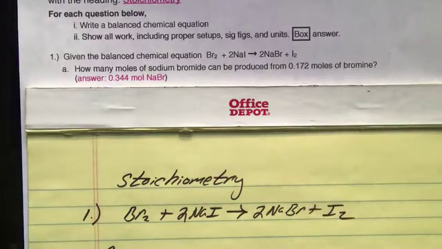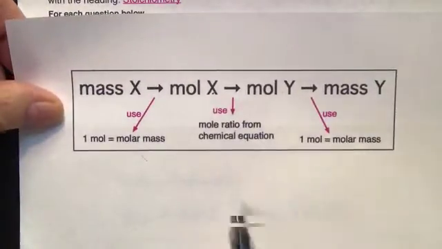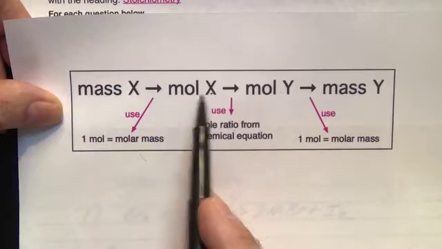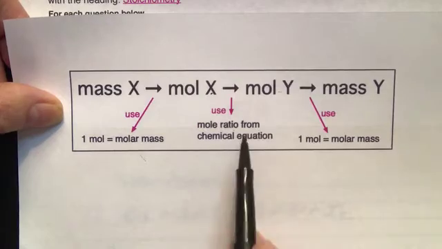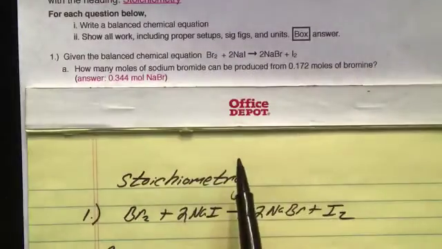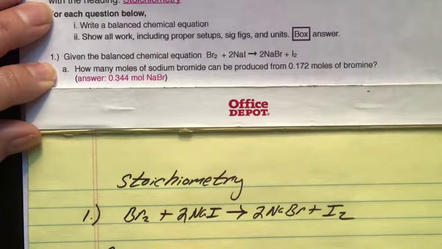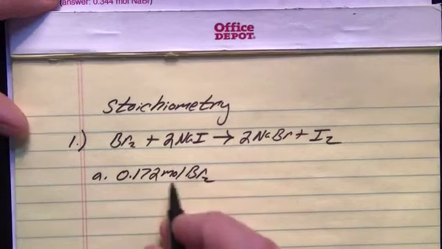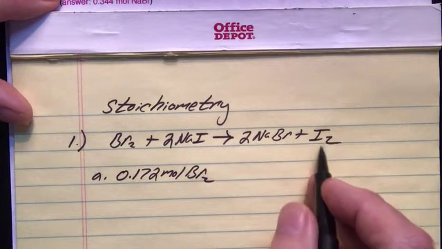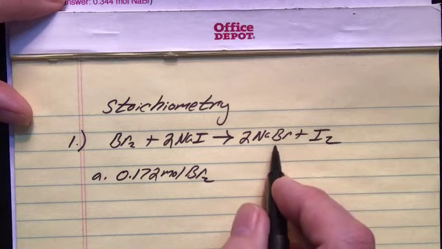Now remember the little flowchart that we used in our notes. All you need to do is to look to see what you're given and what you want. In this case, you're given the number of moles of one substance and you're asked for the number of moles of another substance. So that's just a one-step conversion using the mole ratio from the balanced chemical equation. So as always, we start by writing down the value we're given. We're told that we have 0.172 moles of bromine, and we want to know how many moles of sodium bromide we'll be able to make.